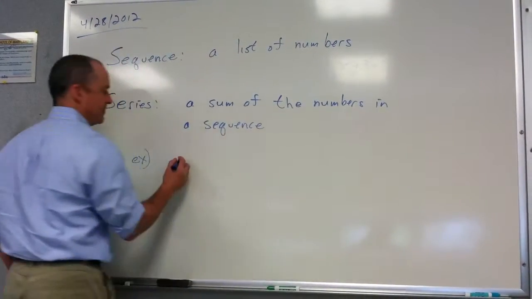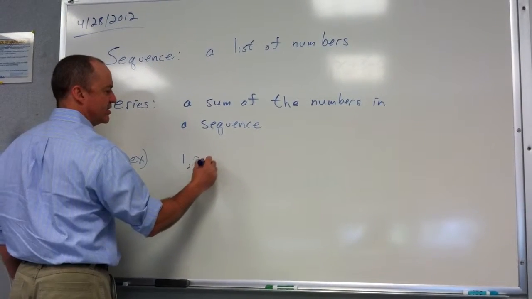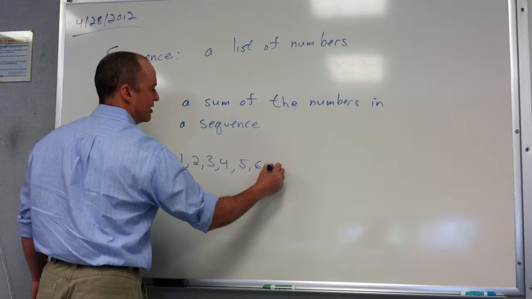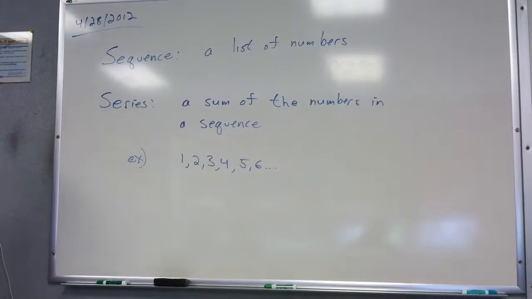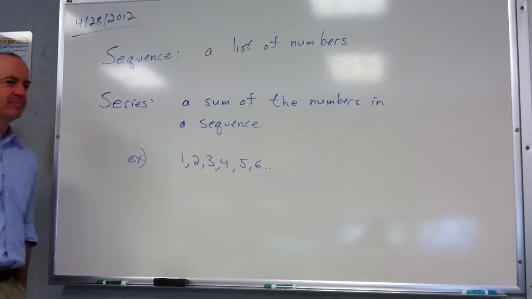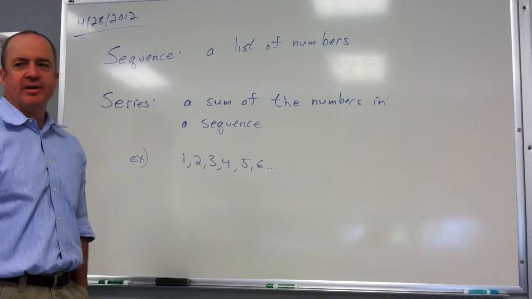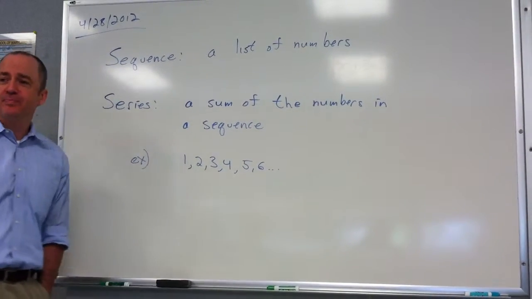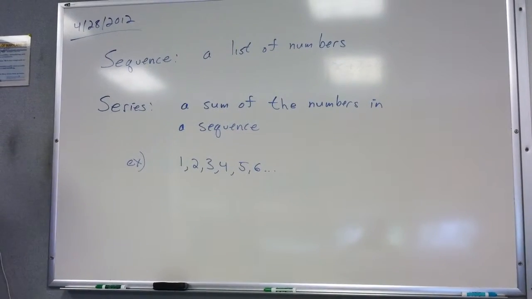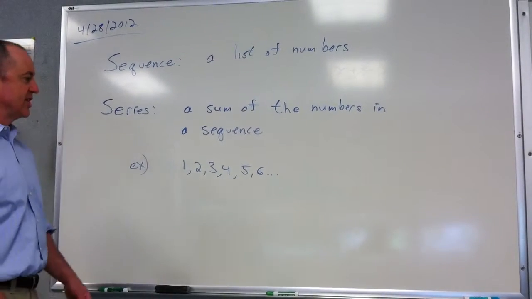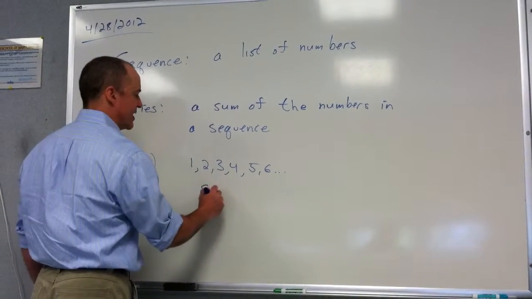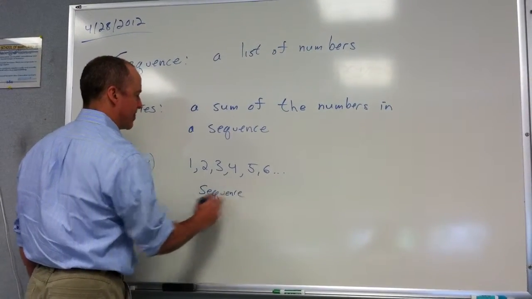Example of a sequence: 1, 2, 3, 4, 5, 6. Tell me something about this sequence of numbers. They increase by 1, and start at 1. You could also call this the set of counting numbers. This is the simplest, earliest sequence in all of human history. So that's your basic sequence.